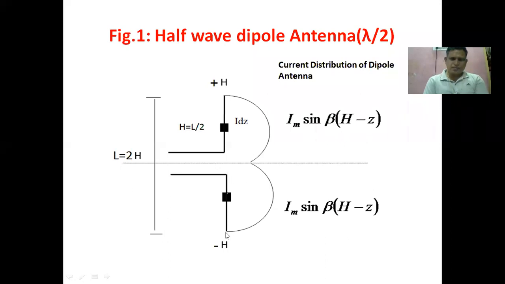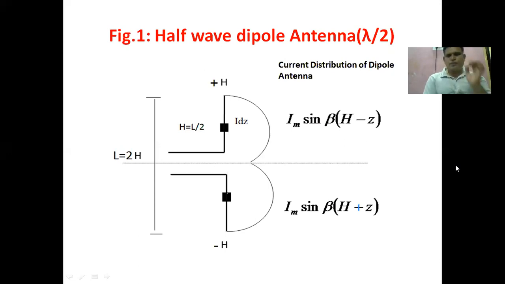Similarly, for the minus h side, the current distribution is Im sin beta (h minus, sorry, h plus z). I forgot to change this one. This is h plus z. You have to remember that.